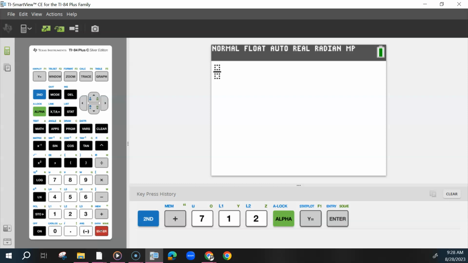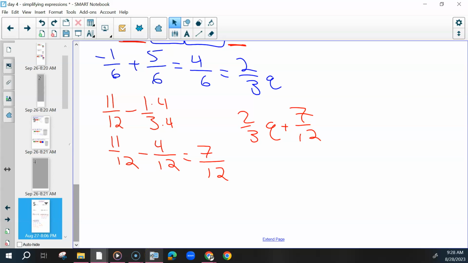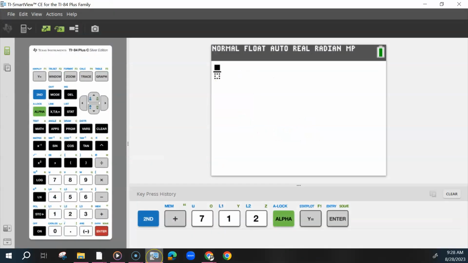Then we're going to put in the fractions that we had. So let's do -1/6 plus 5/6. You're going to use this button at the bottom for negative, the one right next to enter. Not the minus. You'll get an error if you use the minus.